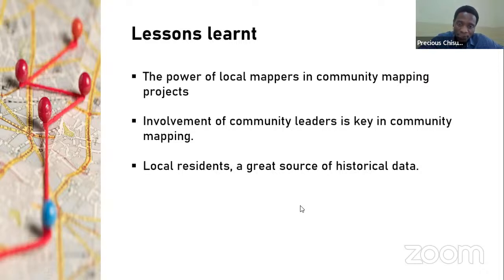So local mapping can play a role in visualization, in the collection of the data, as well as being able to monitor the progress over time.